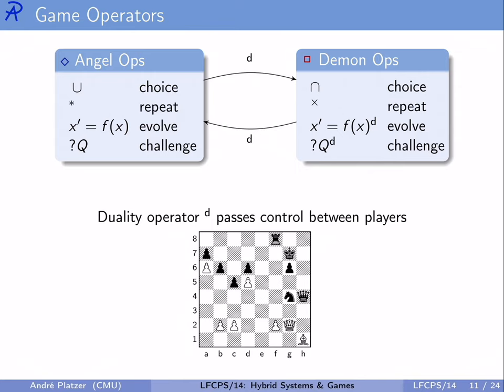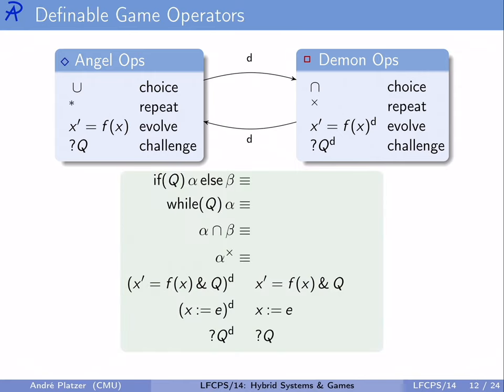And once we've got the duality operator, we can actually think about the question, what happens with other operators that we could be adding in? For example, our familiar if-then-else operation. How can we define if logical formula Q is true, then alpha, else beta? Let's think about it. Well, on the outset, there's a choice, right?